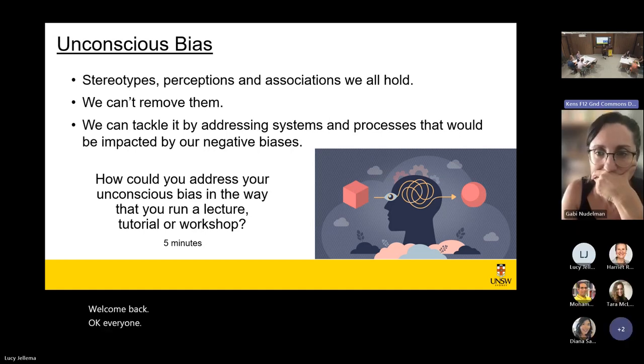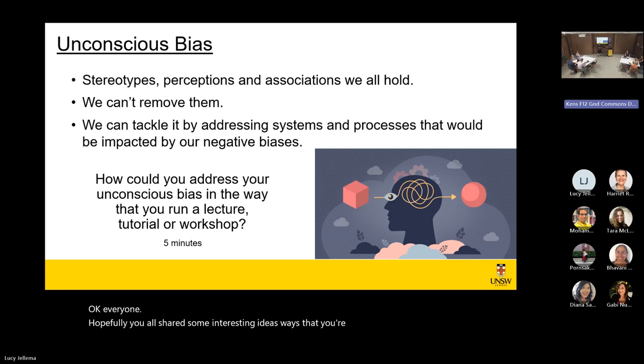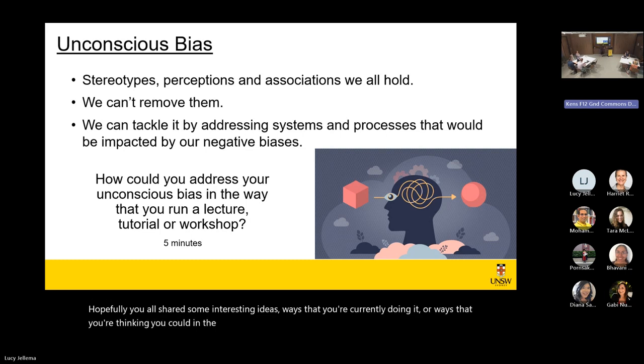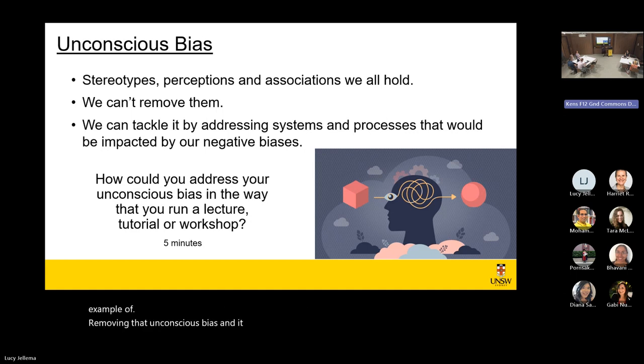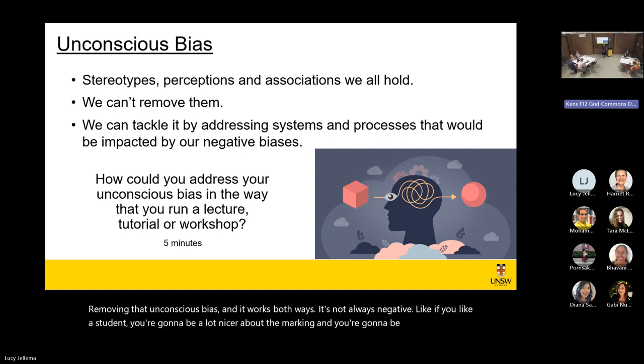So hopefully you all shared some interesting ideas, ways that you're currently doing it or ways that you're thinking of in the future. Something that is very common that a lot of you are familiar with and might have brought up is marking assignments anonymously, where we don't have the student's name, which I think is pretty general practice, but that's a great example of removing that unconscious bias. And it works both ways. It's not always negative. If you like a student, you're going to be a lot nicer about the marking and a bit more generous. And it might be that generally you like them, but last week they were a bit of a jerk. So having that anonymity is a really great way to address that.